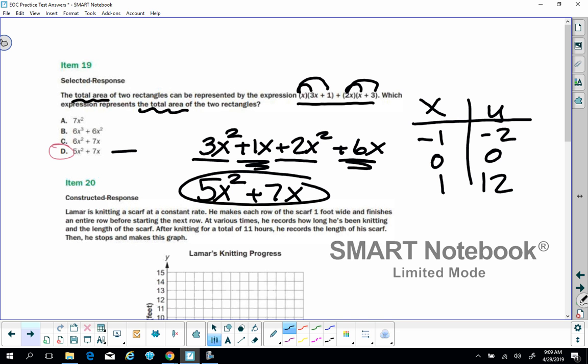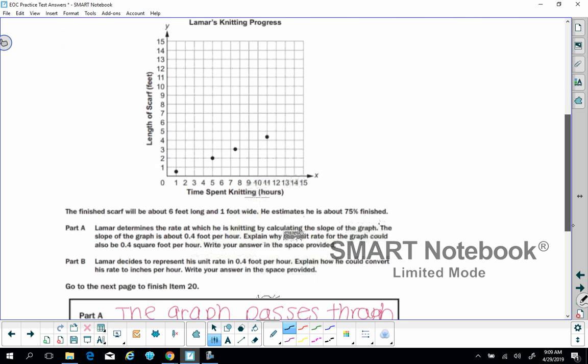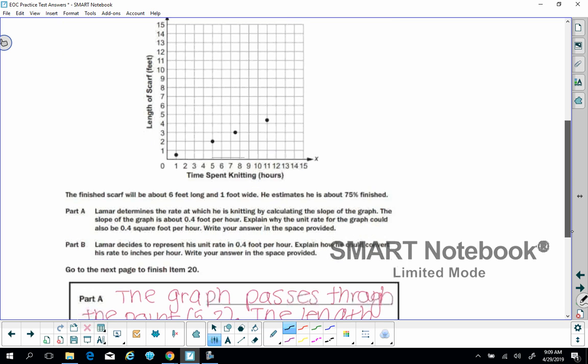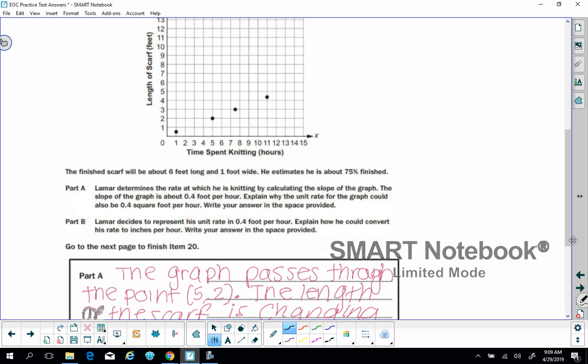Next one says, first let's figure out what the question is asking. So part A says, Lamar determines the rate at which he's calculating the slope on the graph. The slope is about 0.4 feet per hour. Explain why the unit rate for the graph could be 0.4 feet per hour. And that's because when I'm looking at the graph, I can see this is the only point that's really on, which is (5, 2). I know that my slope is the change in y over the change in x. So my y value right here is 2. And so this is 2 feet per 5 hours. So that's my unit rate.